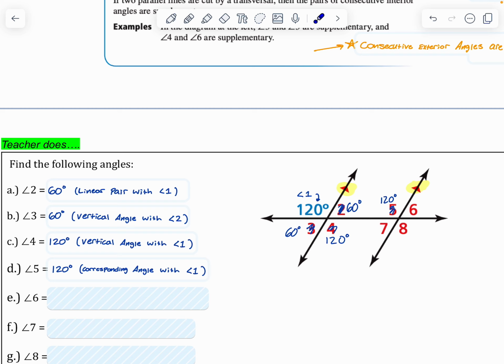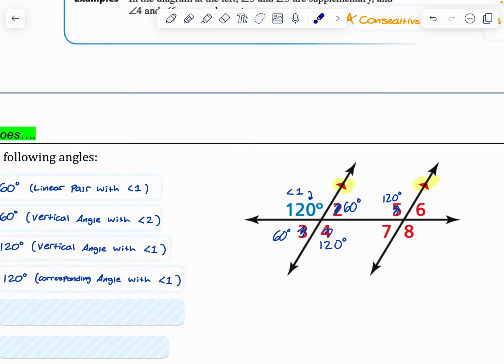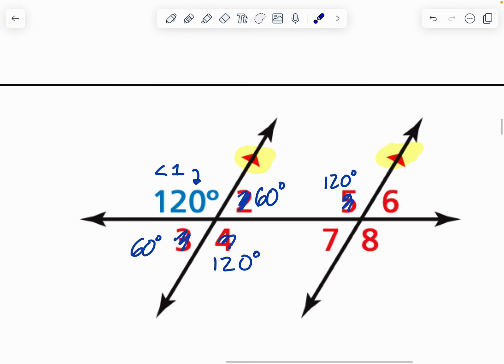But I'm going to show you how you can see some different angle pairs involved in this, instead of just linear pairs, vertical angles, and corresponding angles. Because yes, we could just say 60, 60, 120, 120, and 60, 60 by using our corresponding angles. But instead, we're going to look at some different pairs. I'm looking at angle 6 here.